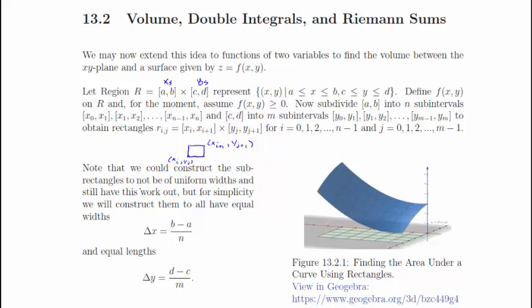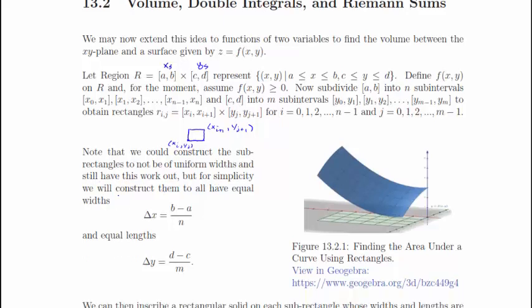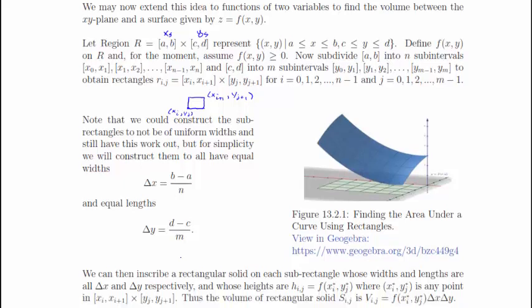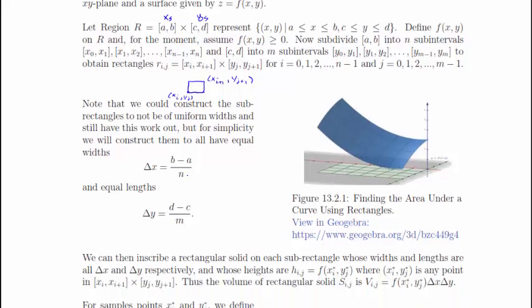Note that we could construct the rectangles to not be of uniform widths and still have this work out, but for simplicity we will construct them to all have equal widths so that delta x equals (b minus a) over n, and equal lengths, delta y equals (d minus c) over m. Remember, n is the number of intervals that we have in the x direction. There's actually one less cut than that. And m is the number of intervals we have in the y direction.